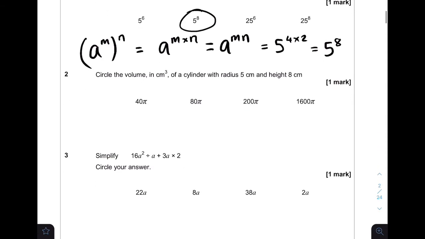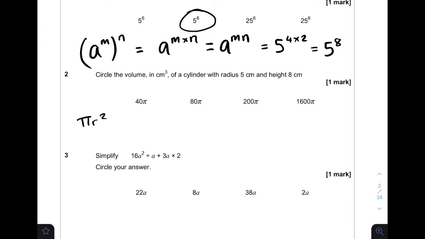Question 2. Circle the volume in centimetres cubed of a cylinder with a radius of 5 and a height of 8. So the volume of a cylinder is the surface area of the front piece, and then multiply it through with the height. So the formula for area of a circle is pi r squared.